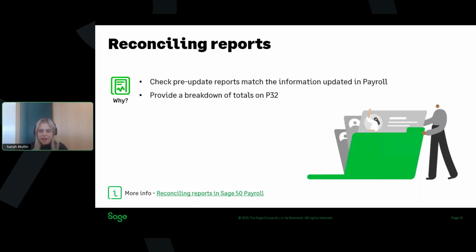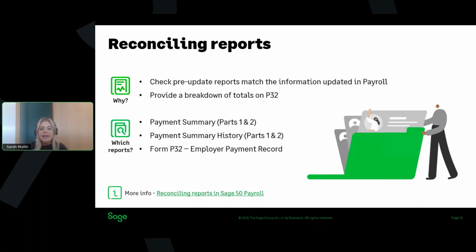The main reasons for doing reconciliation are checking that your pre-update reports match the information that you've actually updated in your payroll, and it also helps provide a breakdown of totals on your P32 report. A couple of reports I'll talk about today are your payment summary 1 and your payment summary 2. Those are your pre-update reports. I'm then going to compare them with the payment summary history reports, which are the ones you would run after you update your records. And then we can also link that back to the P32 report as well. So let's jump back into payroll for a demo on this section.